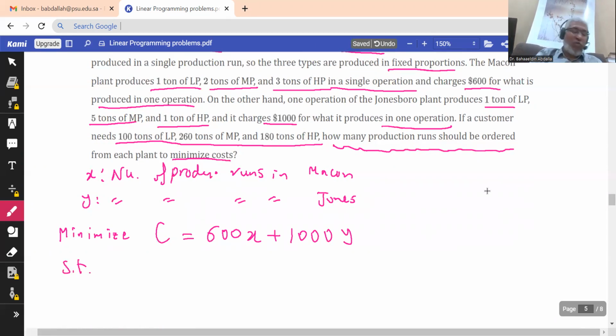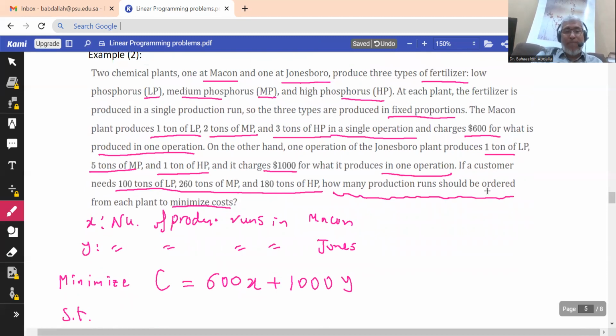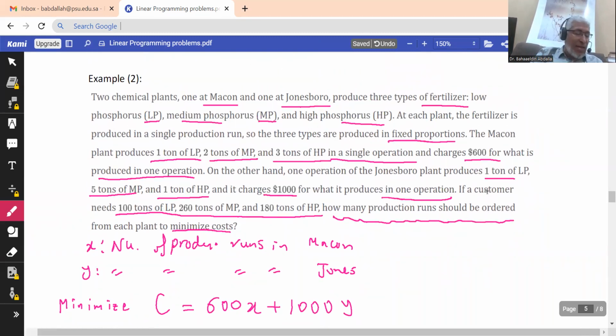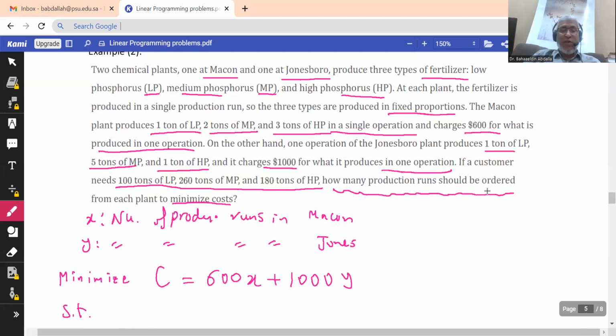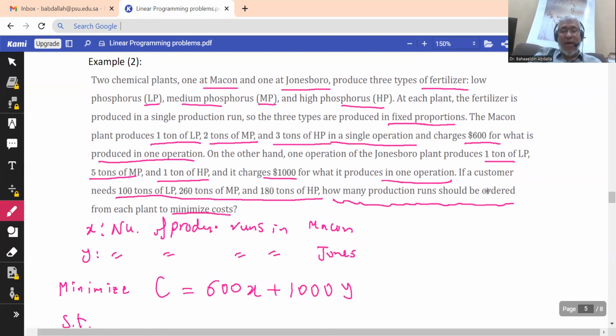And now, subject to, what are the constraints? A single production run differs between the 2 plants. But what do we need? The customer needs 100 tons of LP. So I should produce 100 tons of LP at least. From where can I get the 100 tons of LP? Either from Macon or from Jonesboro.